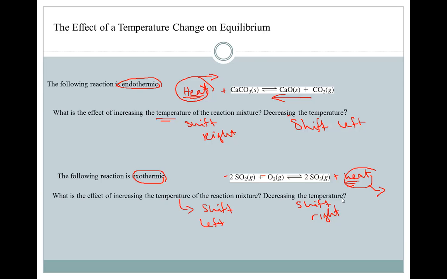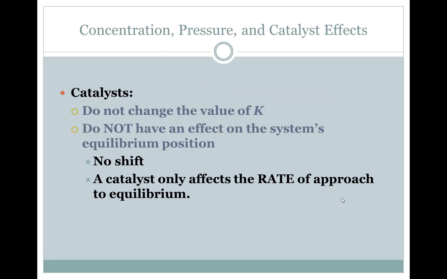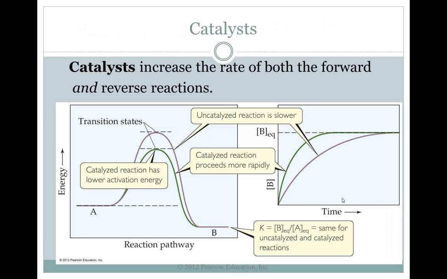Catalysts do not change the value of K. And they also do not have an effect on the system's equilibrium position. There's no shift. A catalyst only affects the rate of approach to the equilibrium, not the equilibrium itself. Catalysts increase the rate of both the forward and reverse reactions. So if we look here, this is what it would be without a catalyst. This is with a catalyst.